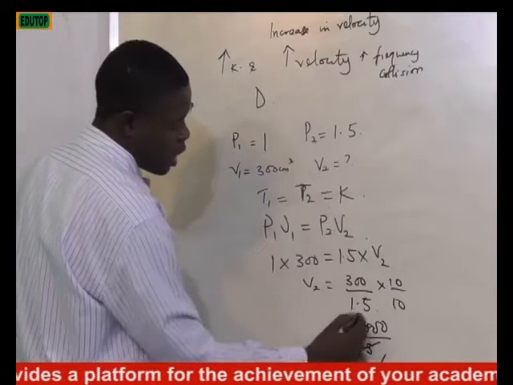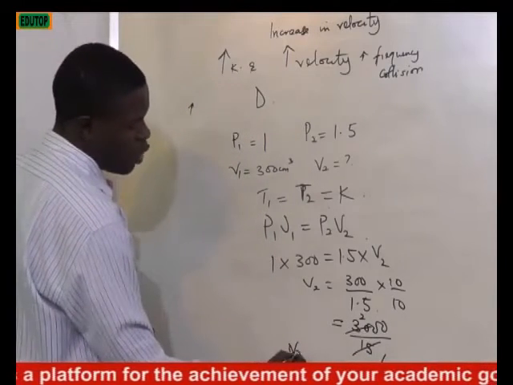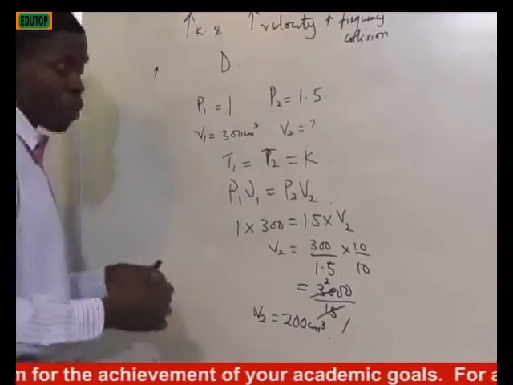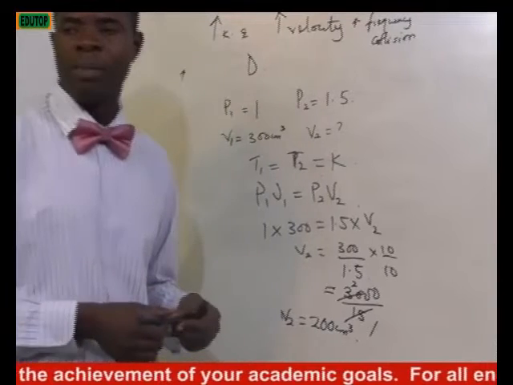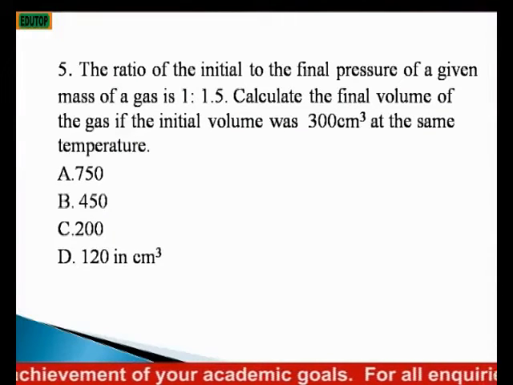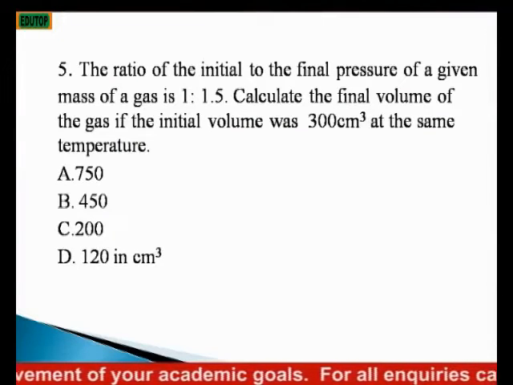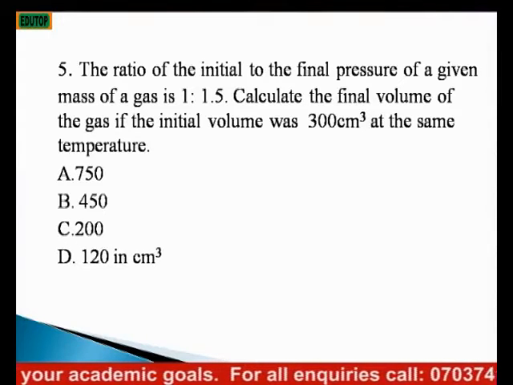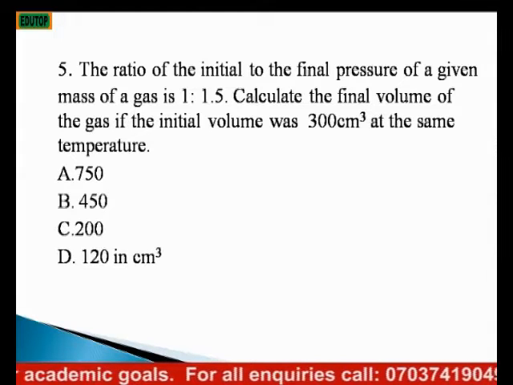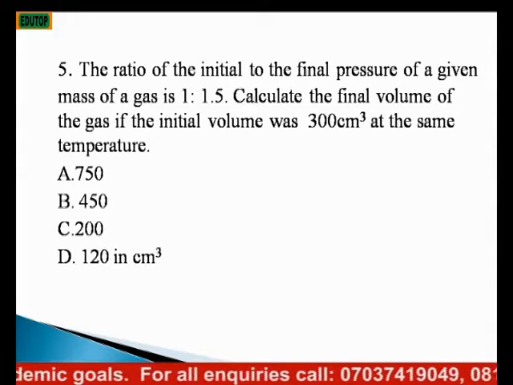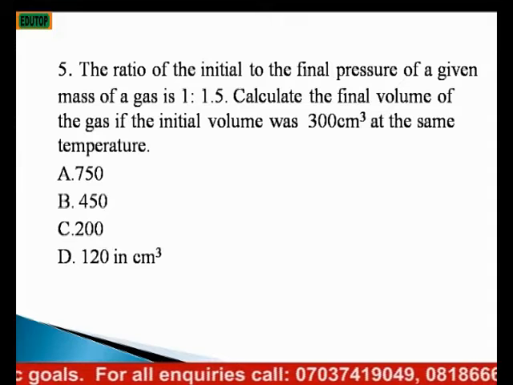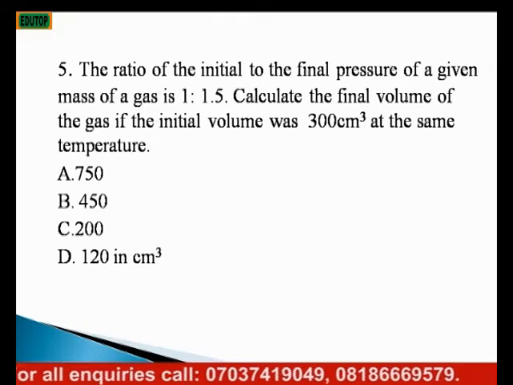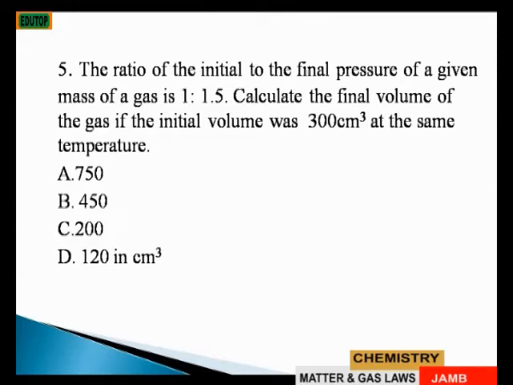15 in 30 goes 2, and so on. That is 200. So our V2 equals 200 centimeter cube. So let's see our options. Option A, 750. Option B, 450. Option C, 200. Then option D, 120. Everything is in centimeter cube, which is the unit of volume. So there is no other option rather than option C, which is 200 cm cube, our answer in this regard.